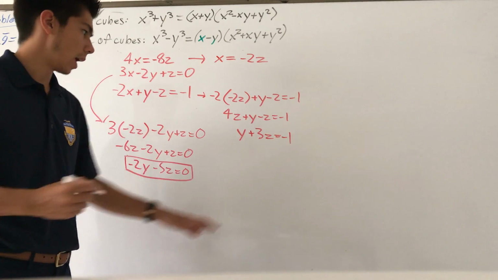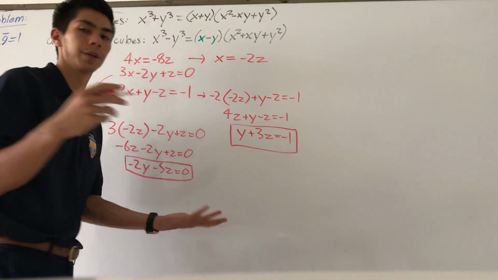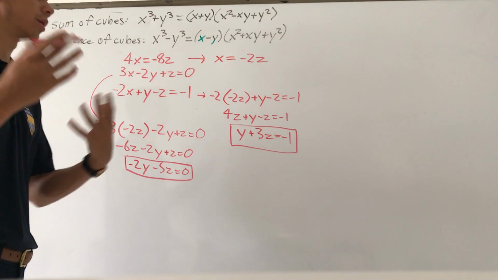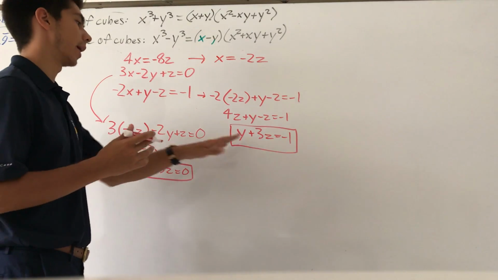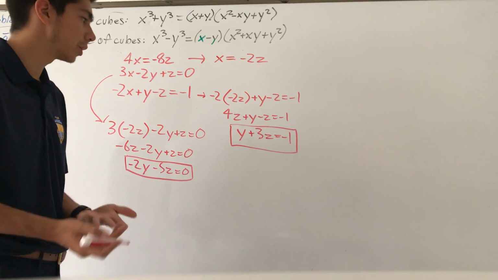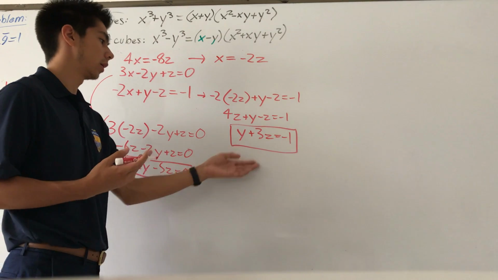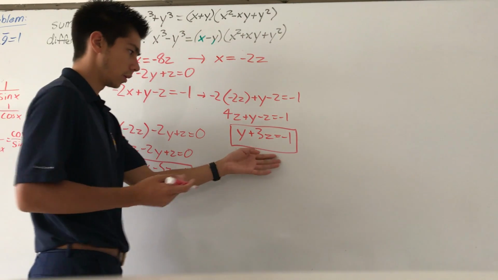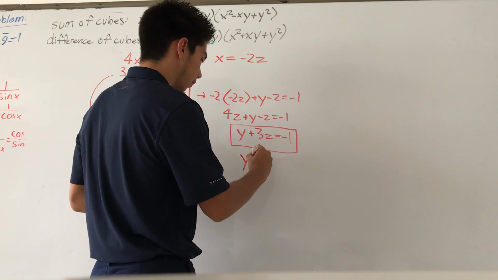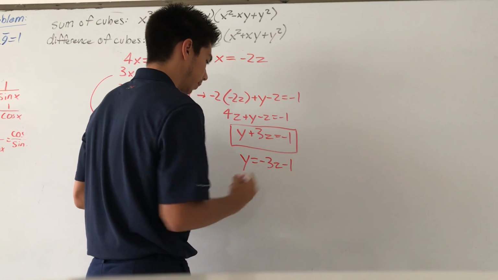So now I have two equations in two variables, which means I can do basically what I've been doing for the regular systems of equations from here on out. At this point, if you wanted to, you could do elimination or vice versa. So you can switch at any point as long as you're being consistent. So I'm going to solve for y here. I'm going to do that by subtracting 3z. So y equals negative 3z minus 1.